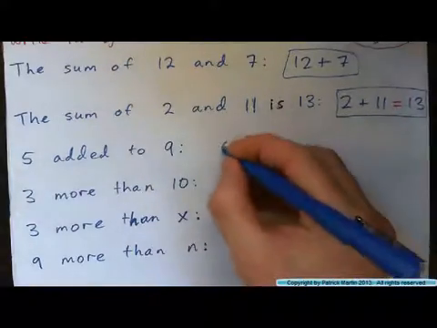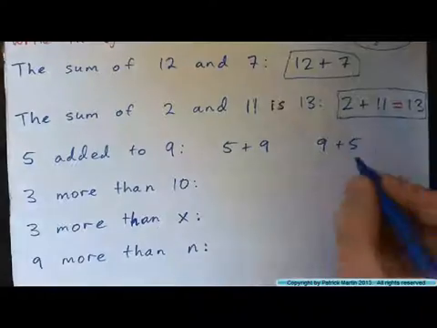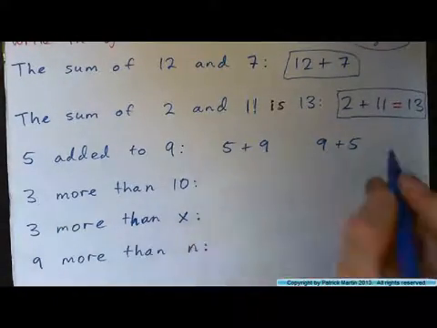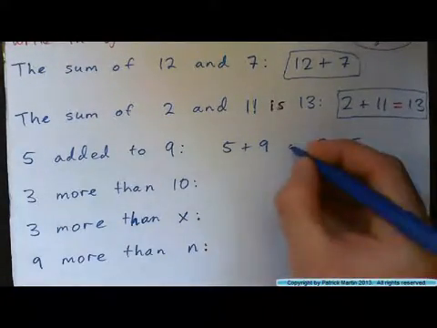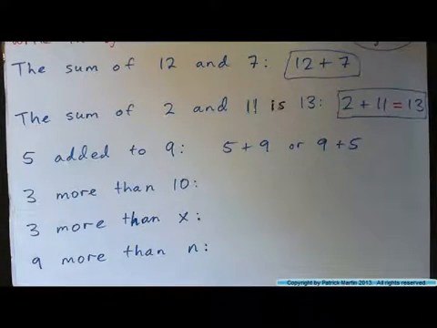Well, there's 2 ways. You could go 5 added to 9, or you could start with 9 and add on 5. 5 added to 9. Okay, so this way or this way. How about 3 more than 10? How would you represent that?